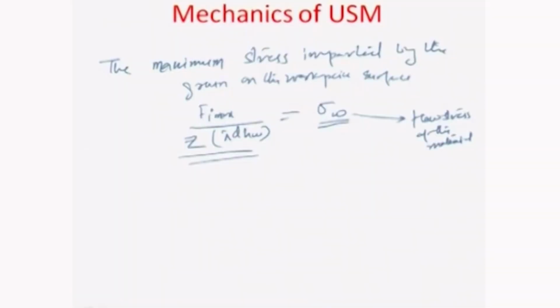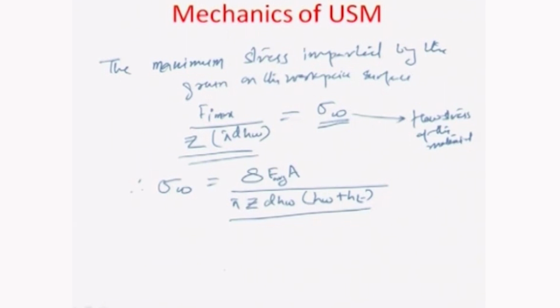So, therefore, the sigma w here is represented by the earlier equation as 8 times force average times amplitude A divided by pi z d HW times HW plus HT from the previous equations. So, we are simply substituting the value of Phi max in this particular equation for sigma W.